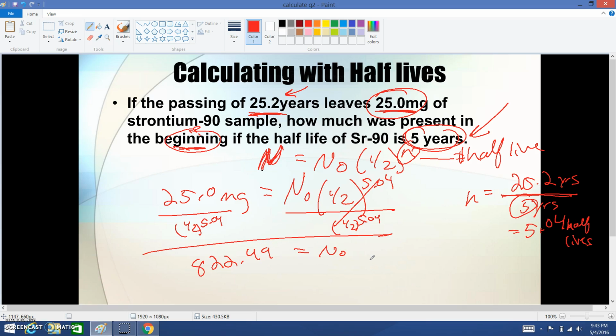Thinking about sig figs, these problems are kind of tricky. We're not going to get too much into sig figs, but I can see there are 3 sig figs in this number, 3 sig figs in my 25.2 years. We're just going to assume the half-life has infinite sig figs, so I'm going to go with 3 sig figs. 822 milligrams is my starting amount. I hope that wasn't too tricky for you, but let's try the questions and see how you do.